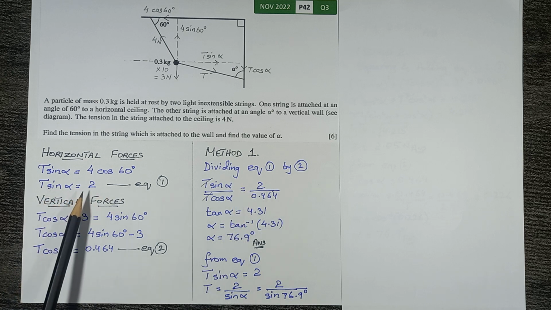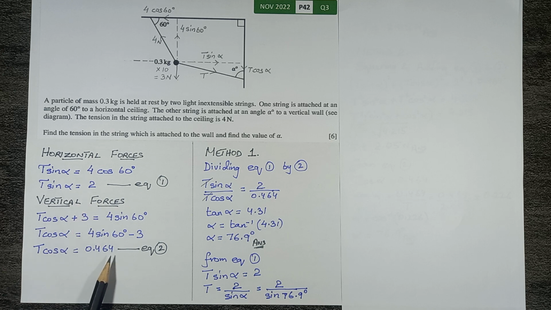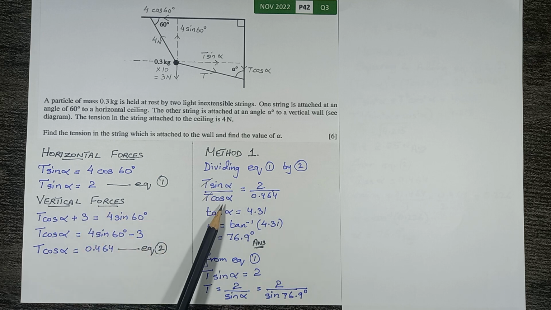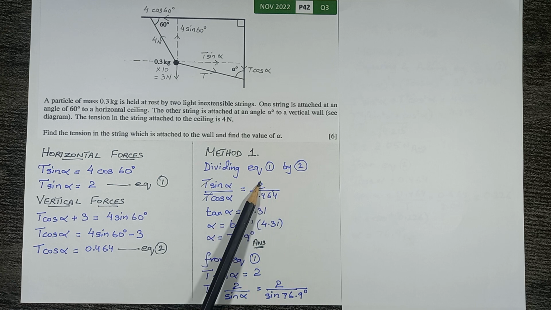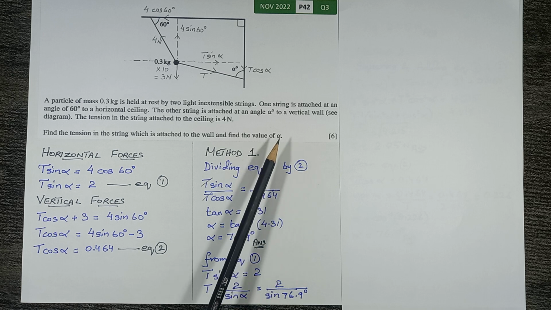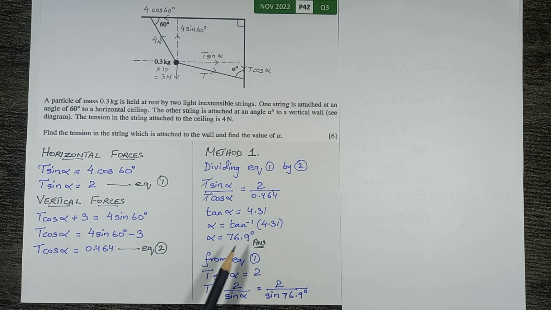That is, dividing T sine alpha by T cos alpha would be equal to 2 divided by 0.464. When we divide T sine alpha by T cos alpha, we can cancel the T, and after cancelling the T, we have sine upon cos, which is tan alpha, equal to 2 divided by 0.464, that is 4.31. Taking the tan inverse of 4.31, the value of alpha is 76.9, which was the requirement of the question: find the value of alpha.